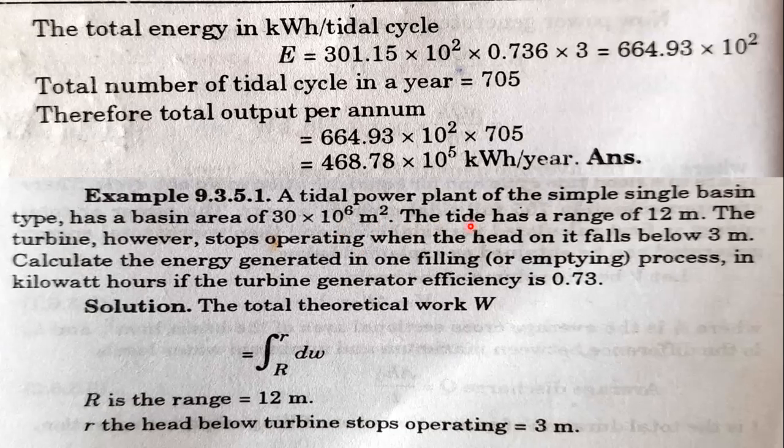And the tide has a range of 12 meters. The turbine, however, stops operating when the head on it falls below 3 meters. So this is the high tidal range, this is the low tidal range. Calculate the energy generated in one filling or emptying process. Calculate the energy in kilowatt hours. So we have to calculate this in kilowatt hours, if the turbine generator efficiency is 0.73.